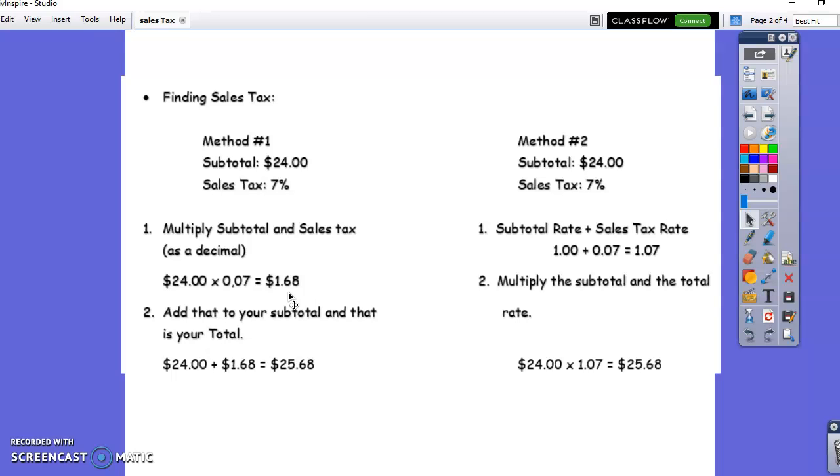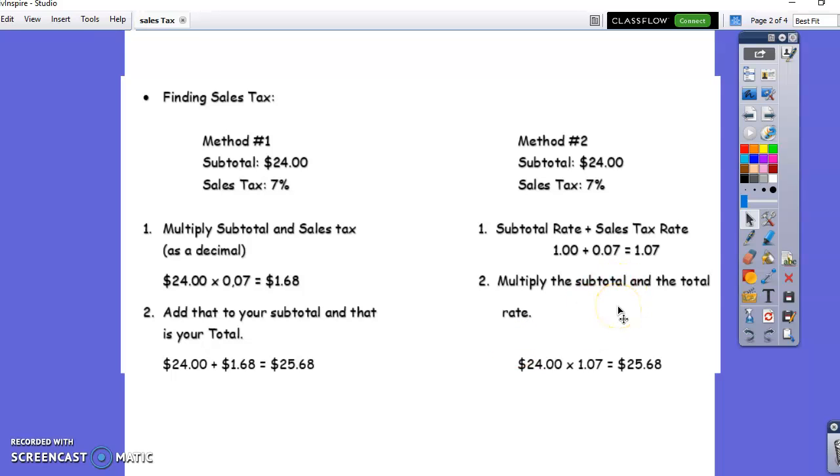So then to find your total bill, you just take your subtotal of $24 and add your $1.68. So your total bill would be $25.68. Okay, so this method one is how you figure it out, and you find out your sales tax and then you add it to your subtotal. So if you have questions that ask you what the sales tax is, this is the way you're going to want to do it.